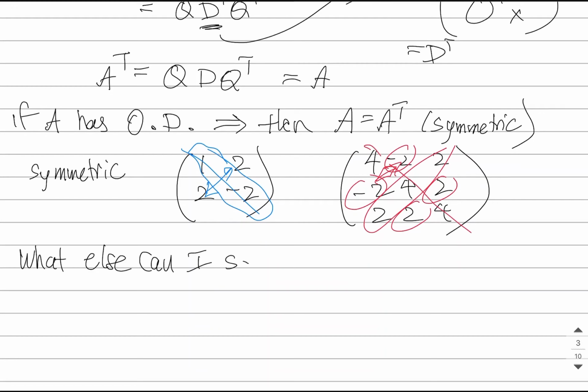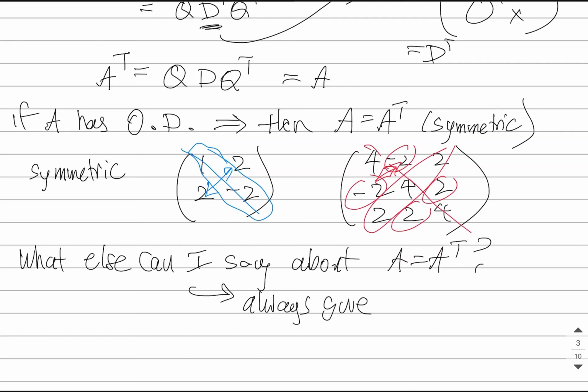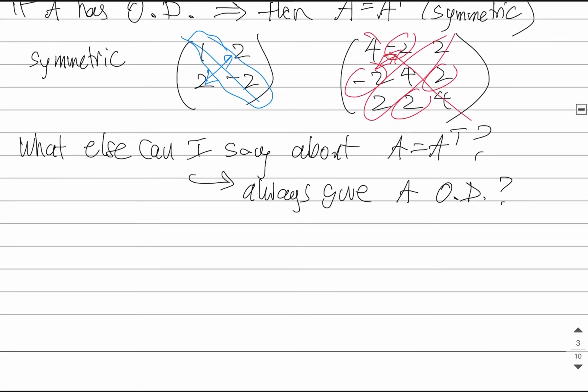What else can I say about a matrix where A is equal to A^T? Does it always have an orthogonal diagonalization? That's ultimately my goal. That's what I want to know. So I'm going to partially piece this story together.